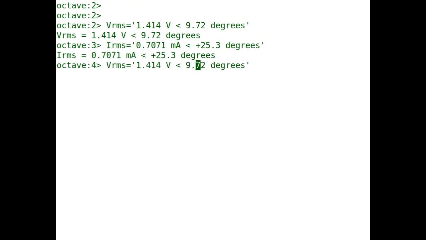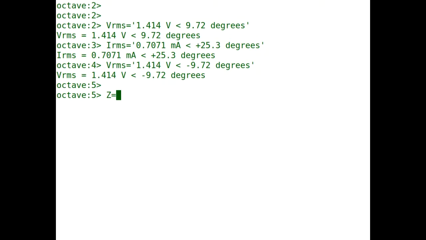Okay, so VRMS, this was a negative. All right, so now if I'm going to put these in, let's see, the impedance Z, my impedance, we calculated that to be 2.00 at an angle of 35 degrees.